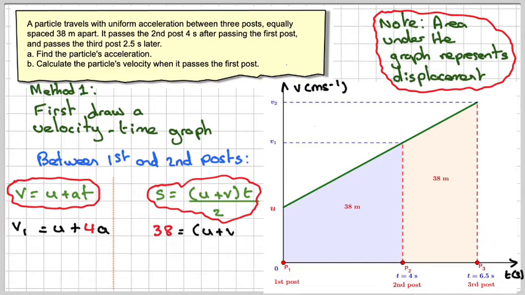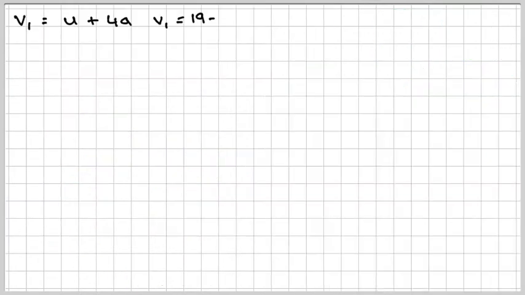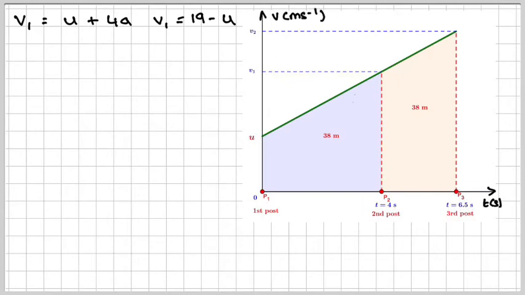So that's going to be 38 is equal to u plus v1, times by the time, which is 4, and divided by 2, so the area of a trapezium. If we rearrange this one, we're going to get u plus v1 is going to be equal to 19. That 19 comes from doing 2 times 38 divided by 4, and therefore v1 is equal to 19 minus u. Now, because we've got v1 here and v1 here, we can equate those two.